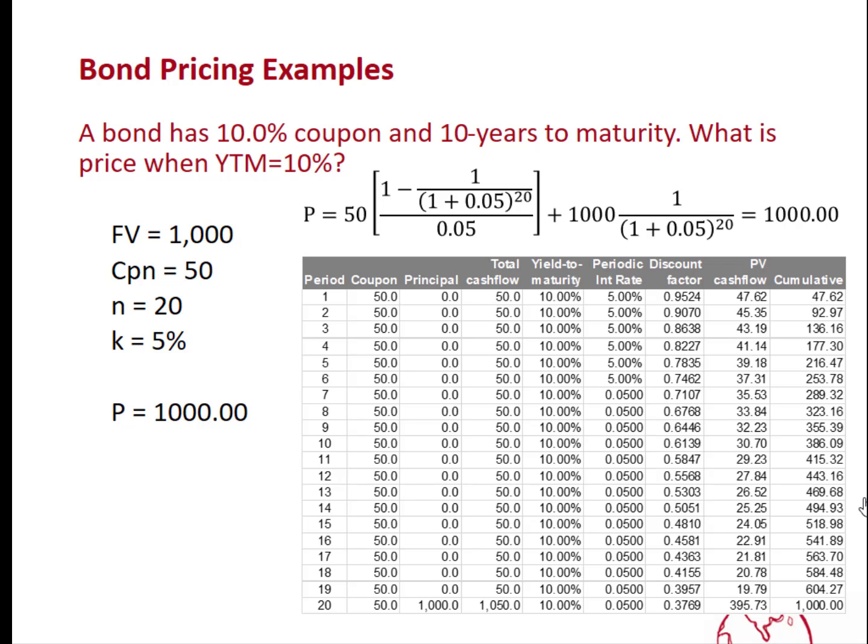Why is that? Why is the price equal to the face value? Well, the intuition is that you're going to be growing your money at a rate of 5% every 6 months, and you're going to be discounting it or finding the present value using a discount rate of 5% every 6 months. The bond is trading at its fair value of $1,000, which is the face value.